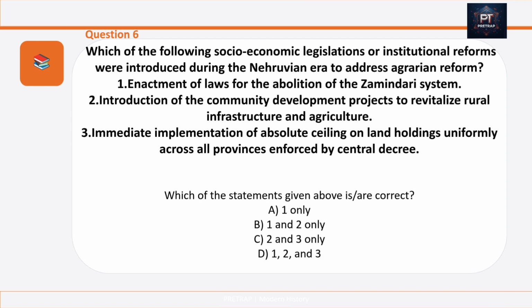Question number 6 is, which of the following socio-economic legislation or institutional reforms were introduced during the Nehruvian era to address agrarian reform? Number 1, enactment of laws for the abolition of the Zamindari system. Number 2, introduction of the community development project to revitalize rural infrastructure and agriculture. Number 3, immediate implementation of absolute ceiling on land holdings uniformly across all provinces enforced by central decree. Which of the statements given above are correct?